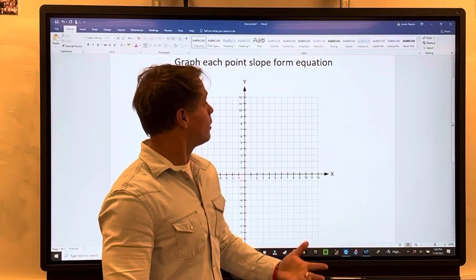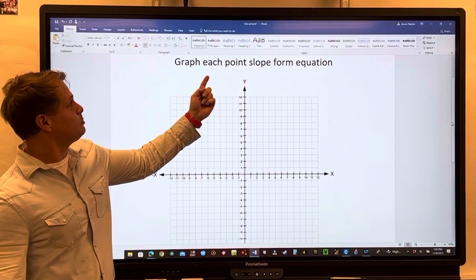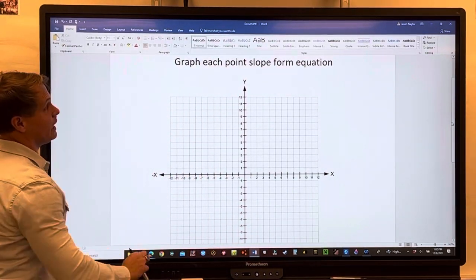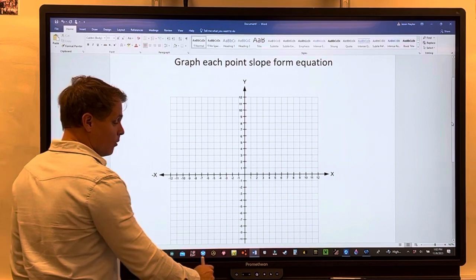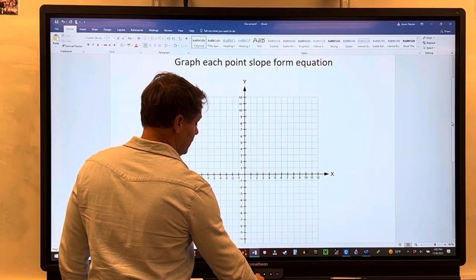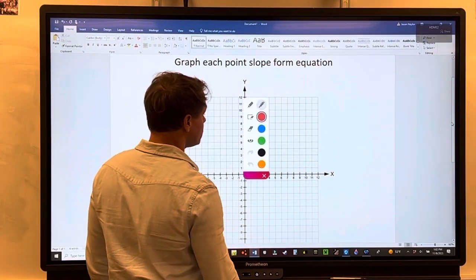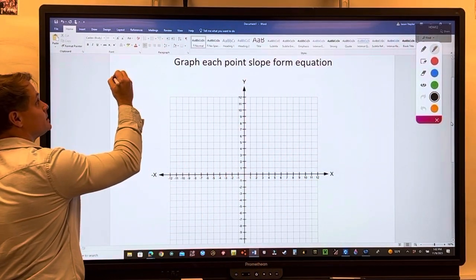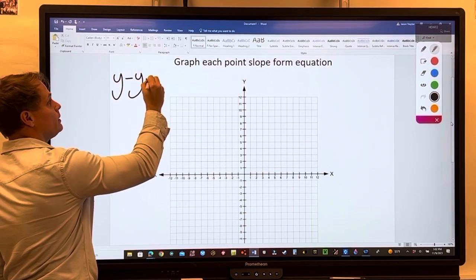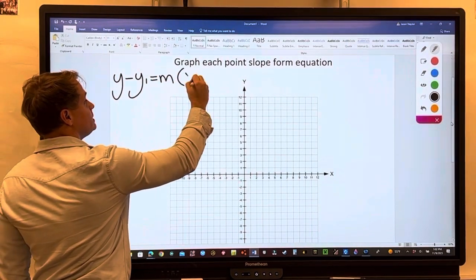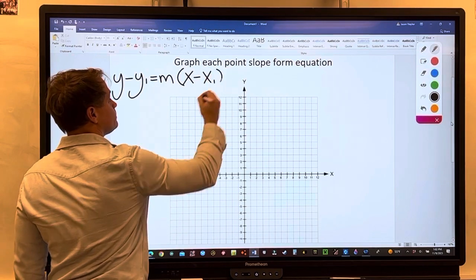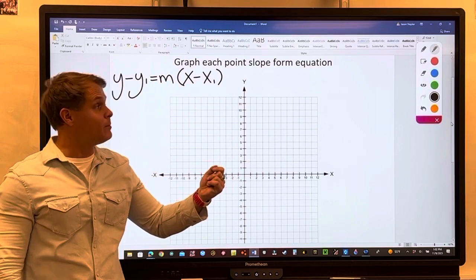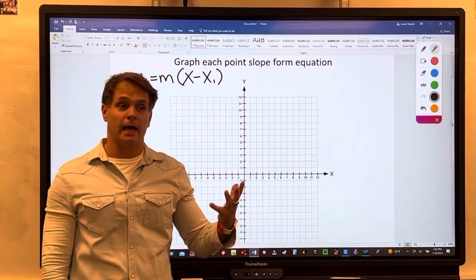And today what we're going to learn is how to graph each point-slope form equation. So I'm going to give you an equation in point-slope form. Remember, first of all, what point-slope form even is. Let's take a look at it. Point-slope form looks like this: y minus y1 equals m parentheses x minus x1. Remember that x1 and y1 are the point, and remember that the slope is m.